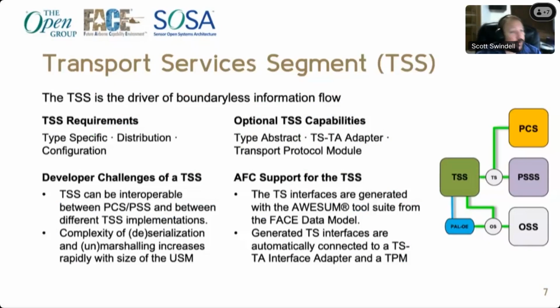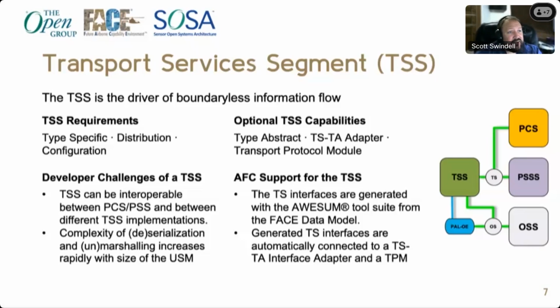And I think we all know the required TSS capabilities. Here I have listed type-specific distribution and configuration. Type-specific is just your specific data types, where you know the type of data you have, how many bits and bytes you're working with, that kind of thing. And of course, your configuration, which comes from your OSS, which I'll talk about later. Where the TSS gets complicated and where its real power comes from are some of the optional capabilities, like the type abstract and especially the TPM, the Transport Protocol Module.